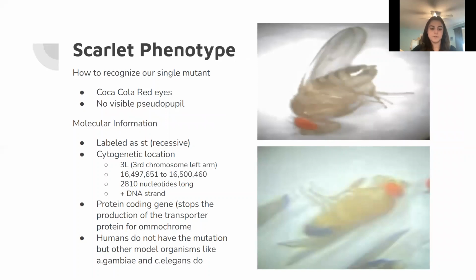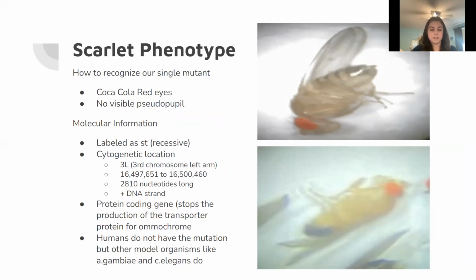The scarlet phenotype is one of the 4 phenotypes that we observed over our experiment, and they were also our single mutant flies. They can be recognized by the eye color, as their eye color was much brighter than the wild type. The scarlet phenotype is one which we have described as a Coca-Cola red. They have no visible cytopupil.